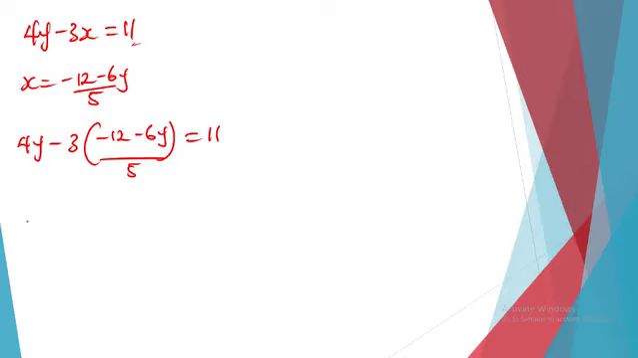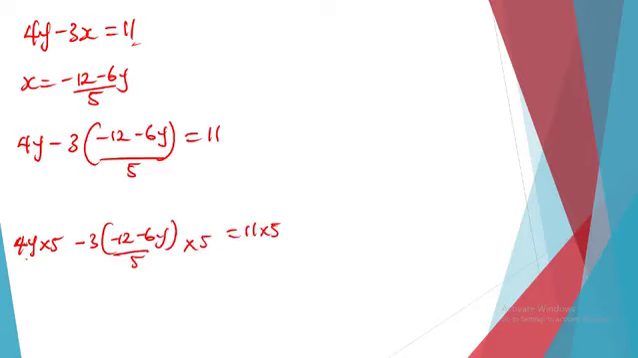If we multiply through by 5, we have 4y times 5 minus 3 into minus 12 minus 6y all over 5 times 5 to be equal to 11 times 5. 4y times 5 will give us 20y. This 5 will eliminate this 5. Then we have minus 3 into minus 12 minus 6y to be equal to 11 times 5, which is 55. Is that correct? Okay.